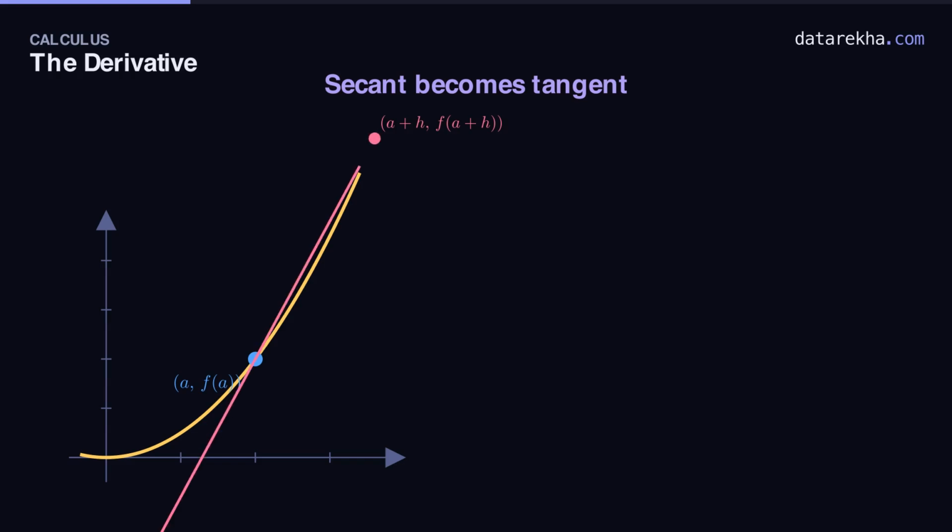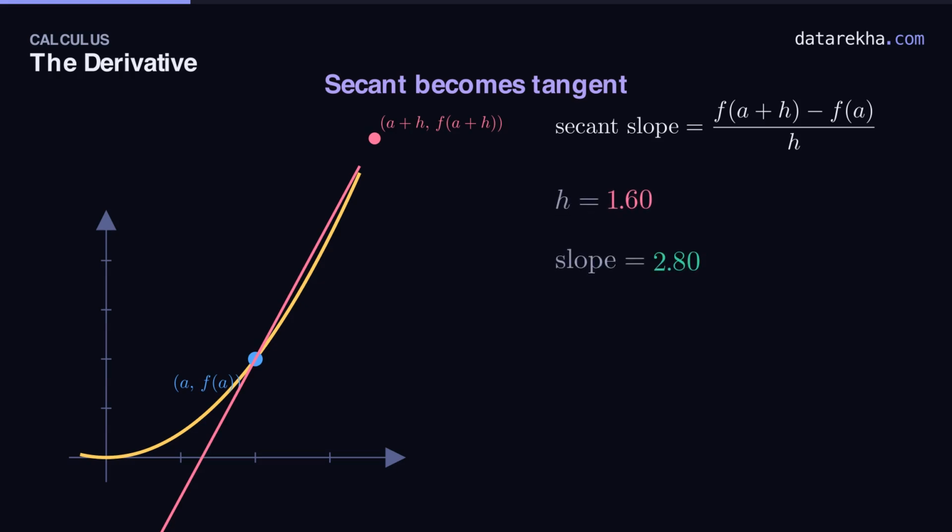Add a second point a little way along, a plus h, f of a plus h in rose. The straight line through both is called a secant line, and its slope we can absolutely compute. Read it off. Rise over run. The change in height, f of a plus h minus f of a, divided by the change in x, which is just h. This fraction has a name you'll see everywhere, the difference quotient. Right now, with h fairly large, our secant is a poor stand-in for the true slope.